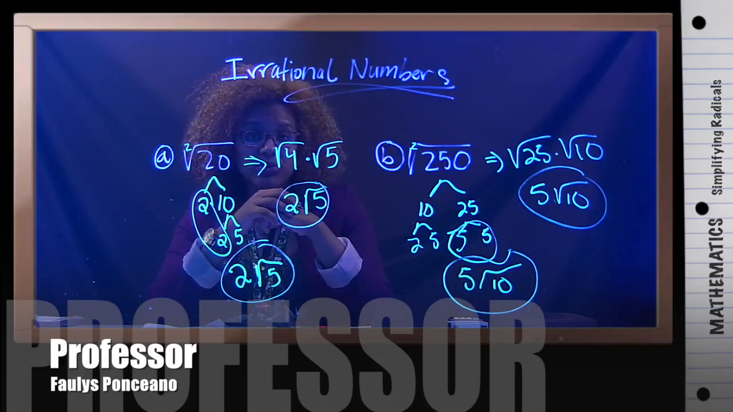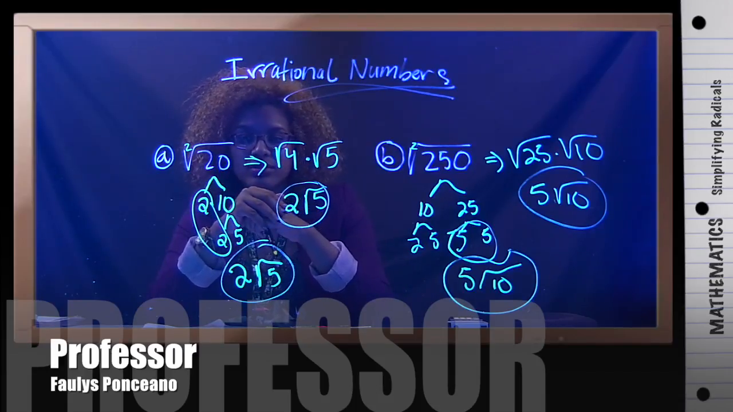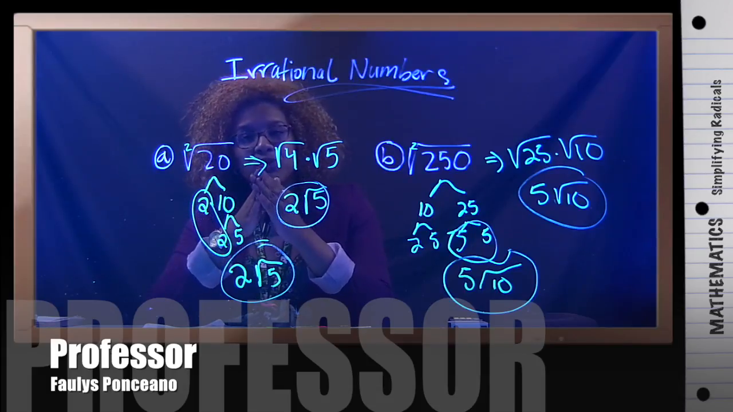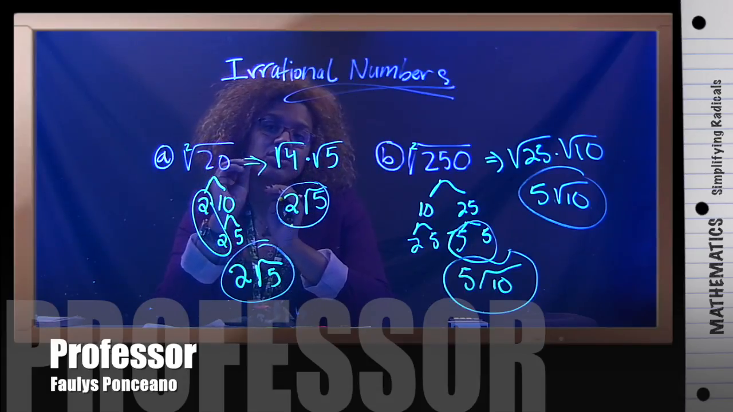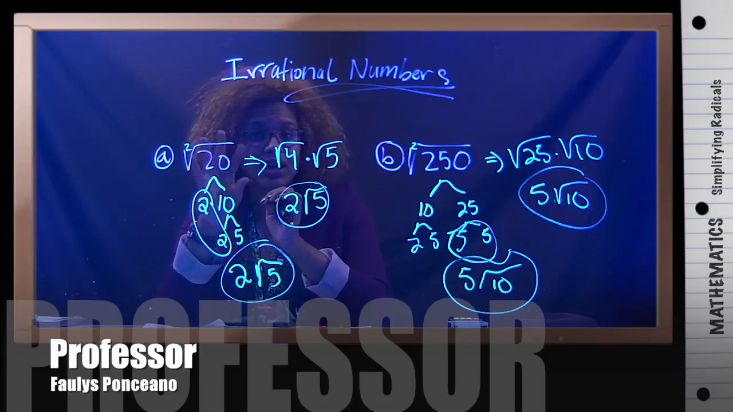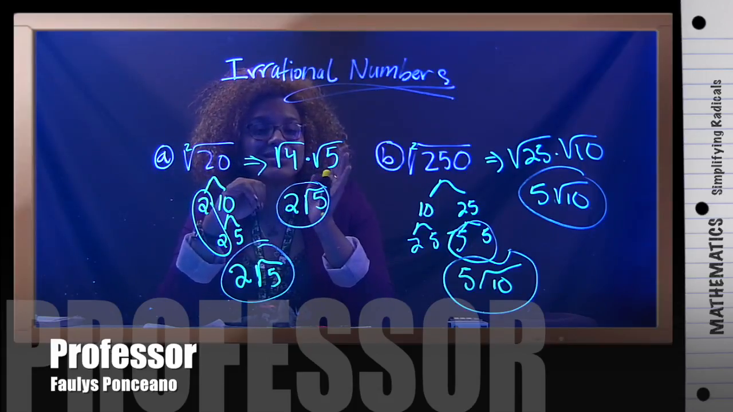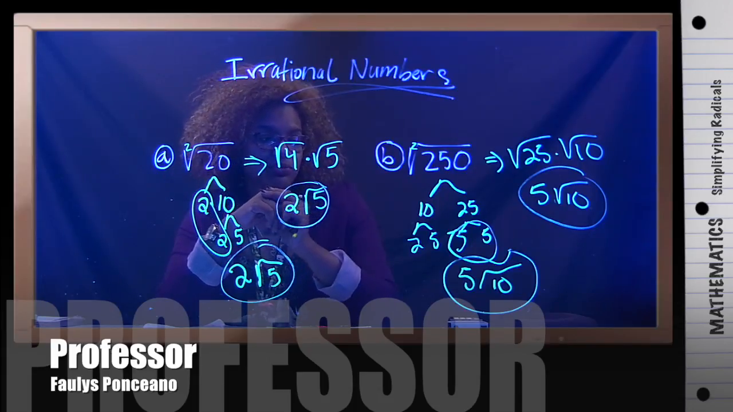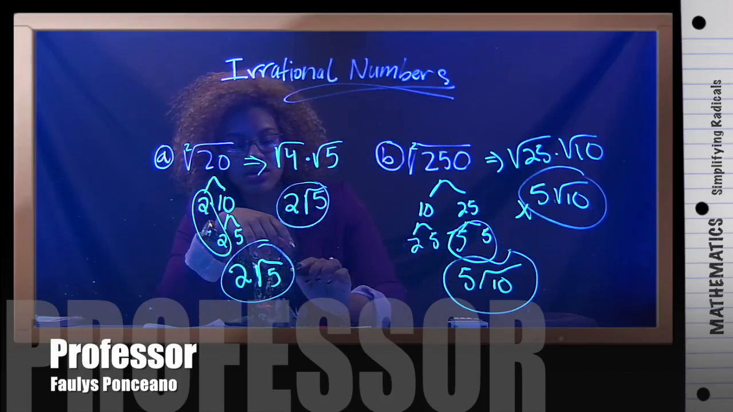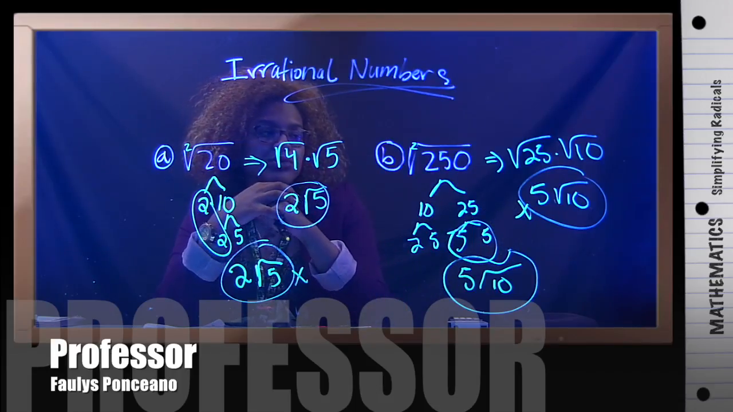So when you want to simplify the irrational numbers, think about one that's perfect times one that's not. Take the square root of what is perfect, that comes out, and what is not stays inside the square root. So this and this are your final answer for both of these examples.